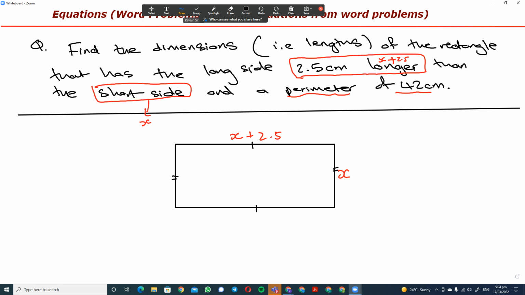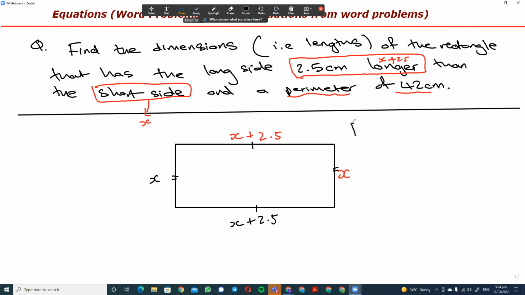And if you add it up, it's got to add up to 42. So this is going to be x, and this is going to be x plus 2.5. So let's add all of that up into one equation and solve it.